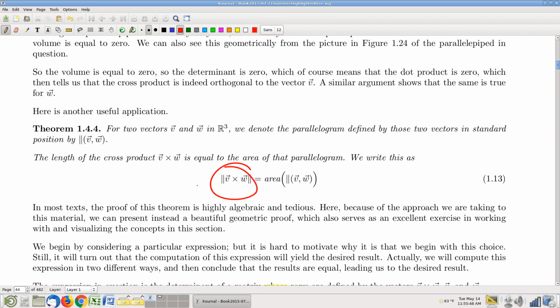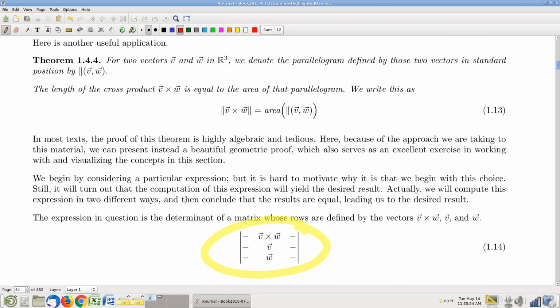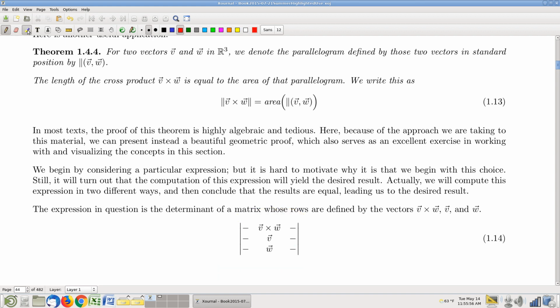Okay, so things that I'm interested in: the cross product, the area of a parallelogram, and the mathematical bank shot is to start off by considering this triple product. Which again, that's not this, and it's also not this, and so why am I thinking about it? Okay, so bear with me. This is going to play out very nicely.